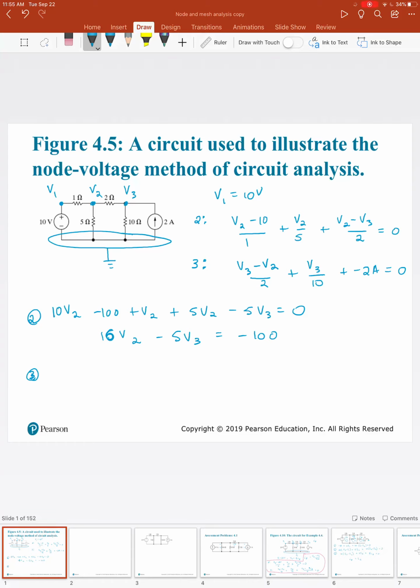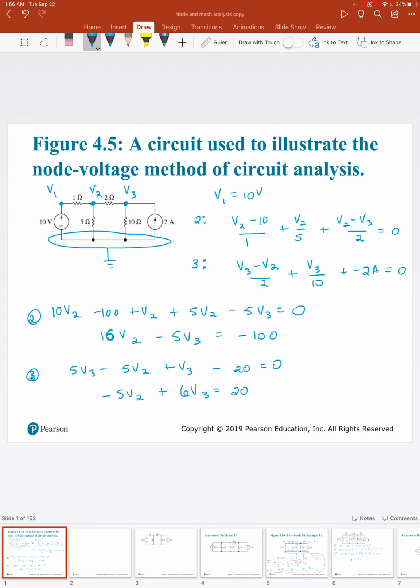Equation 3, I have once again multiplying the entire thing through by 10. I have 5V3 minus 5V2 plus V3 minus 20 is equal to 0. Let me check that. Multiplied everything by 10. That gives me V3 here, 5 and 5. That looks good. So I have minus 5V2 plus 6V3 is equal to 20. So how you solve this kind of depends on your personal preference.